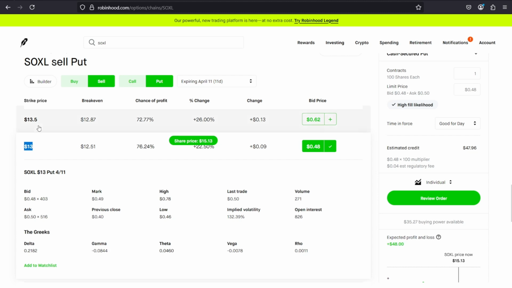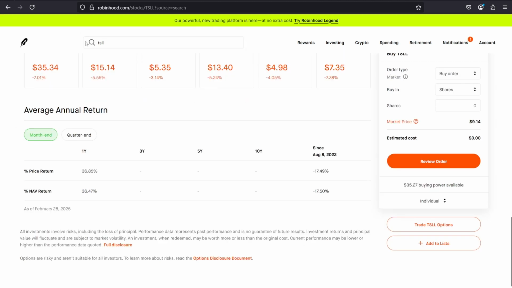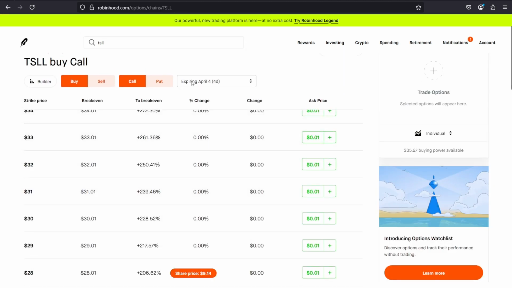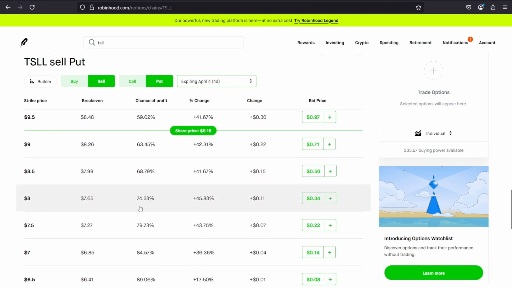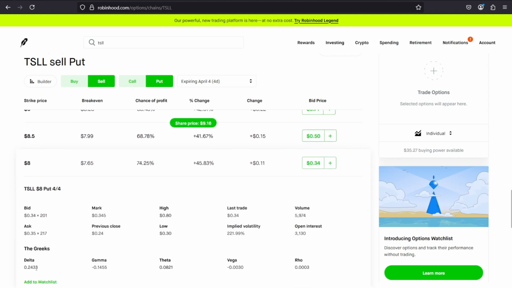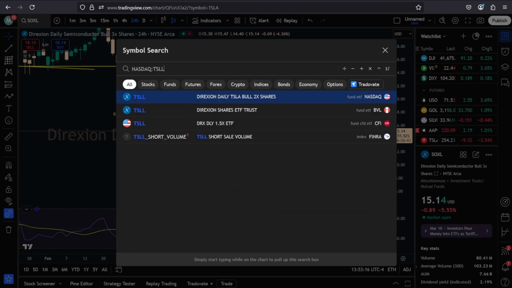Same with TSLL, you're leveraging 900 bucks to get 4 shares for free. Go to sell put. It's green. It's a long position. Go to the $8 put for this week. That has the 0.2 delta on it. This means you have about a 76% chance of being profitable on the position. And then we get $34 in premium. That $34 therefore contributes to 4 free shares of TSLL.